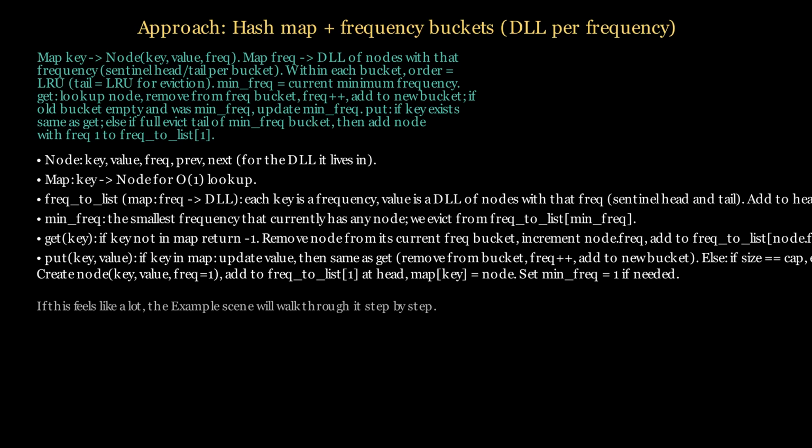Otherwise if the cache is full, evict the tail of the min_frequency bucket and remove that key from the map. Then create a new node with key, value, and frequency 1, add it to freq_to_list[1] at head, and put it in the map. Set min_frequency to 1 when needed.